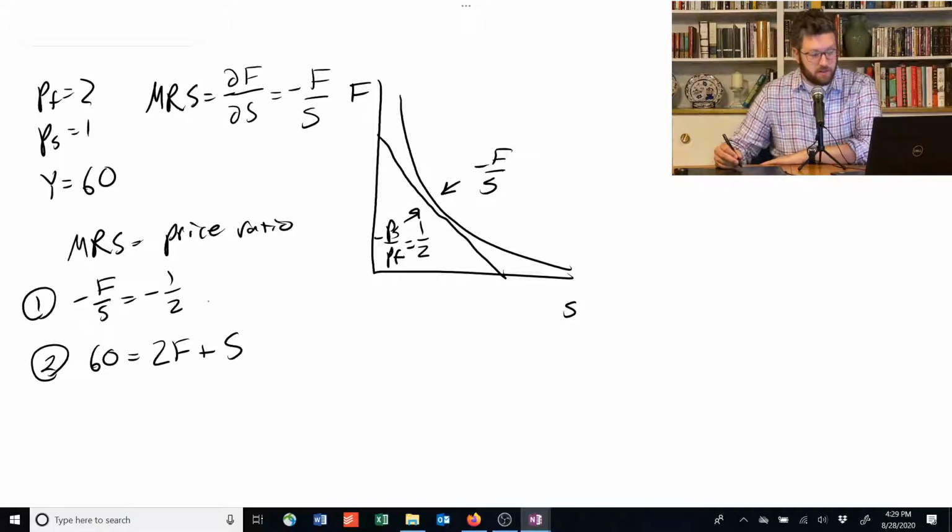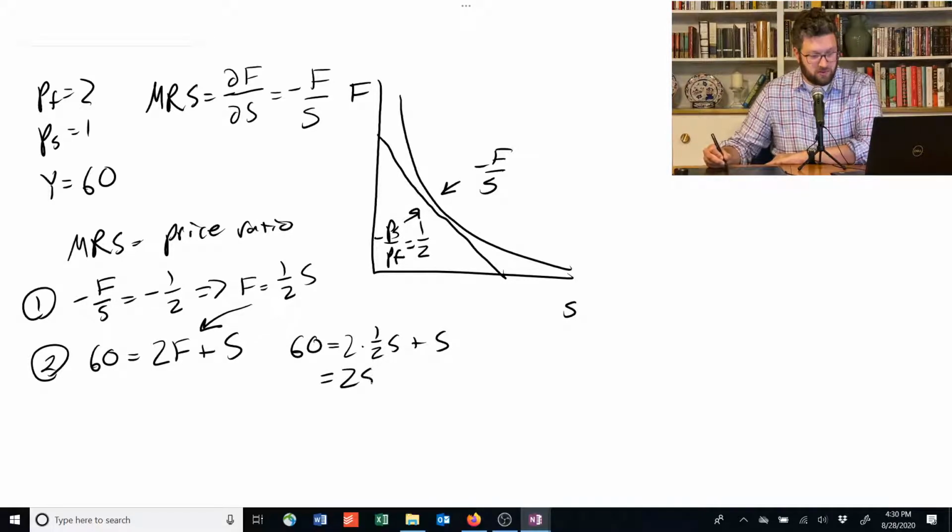So how would I do this? Start with this equation and get that F is equal to 1/2 times S. Okay? And then I would plug that in down here, and I would get 60 is equal to 2 times 1/2 times S plus S, which is just equal to 2 times S. All right? And that's going to tell us that S is equal to 30, because this is all equal to 60. And if we go back up here to F, F is 1/2 of S, so that's 15.